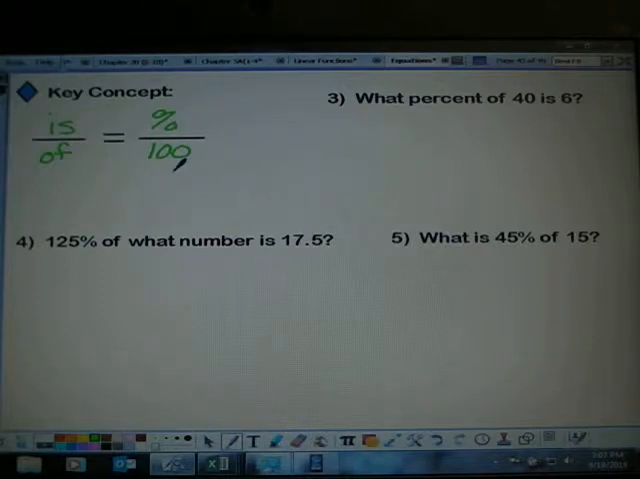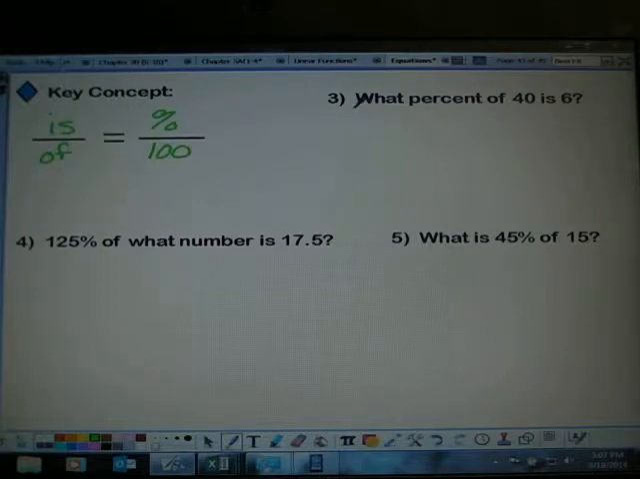The book shows it 3 different ways to solve this type of problem. So I want to give you one way that works for all 3 types. Is over of equals percent over 100. Now when I'm presented with questions like this, what I like to do is make 3 boxes to represent that, that, and that. And those 3 boxes will include every single word in the problem.